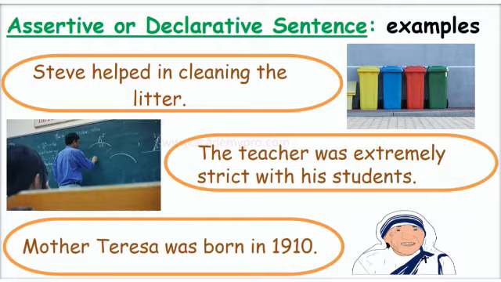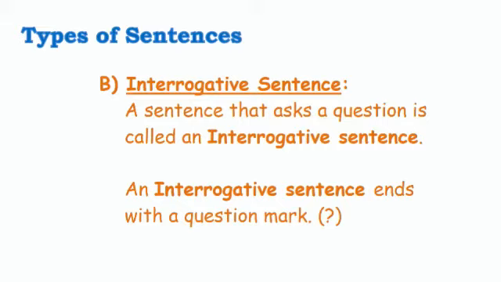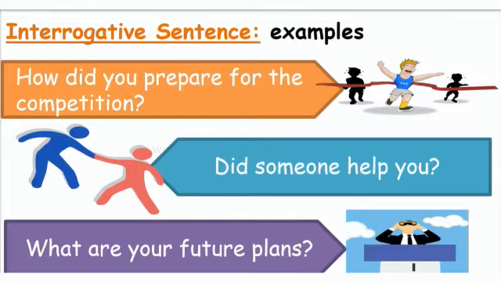The teacher was strict, extremely strict with the students. This is just a simple sentence. Mother Teresa was born in 1910. So here this sentence gives us some detail about Mother Teresa and her birth year. So these are sentences that give us some information about each person, Steve, the teacher and Mother Teresa. And so we call them assertive or declarative sentences. I hope it is all clear to you children, the assertive and the declarative sentence.